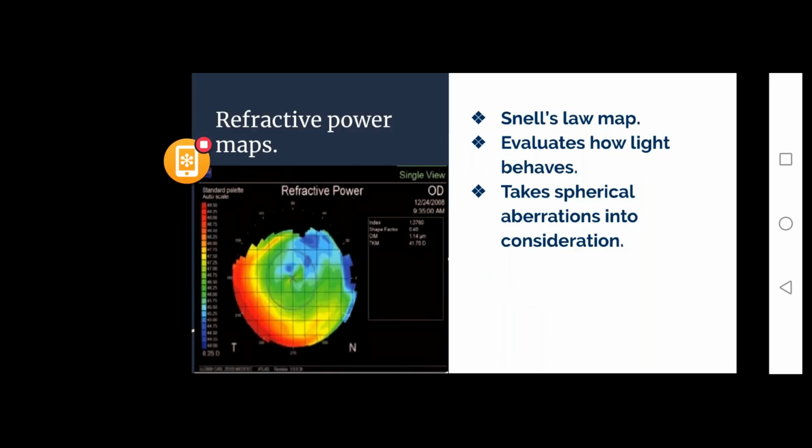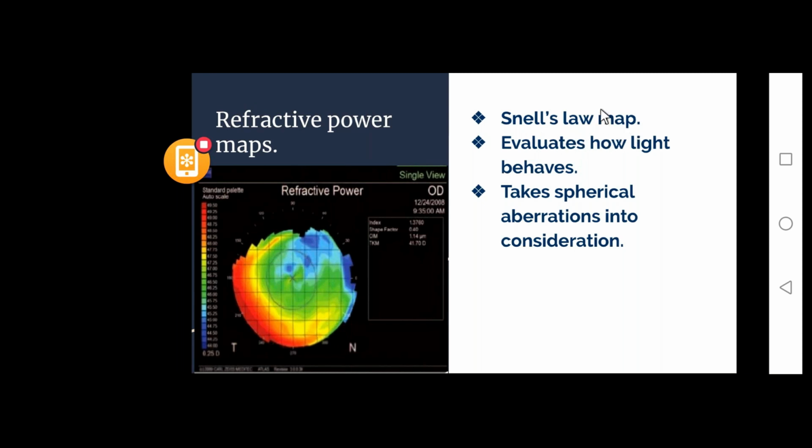Okay, so next is the refractive power map. First things first, this should not be confused with the axial or tangential map, because there is a difference between the two. The axial and the tangential maps measure your keratometric values in millimeters, and then convert them into dioptric values. Whereas the refractive power map directly measures the refraction of the light. So it is also known as the Snell's law map.